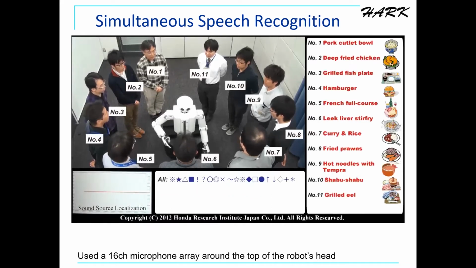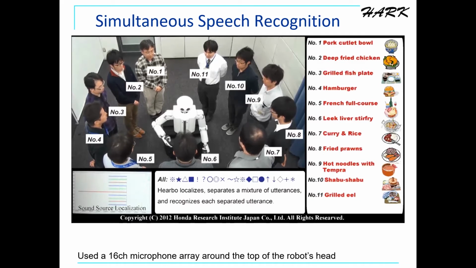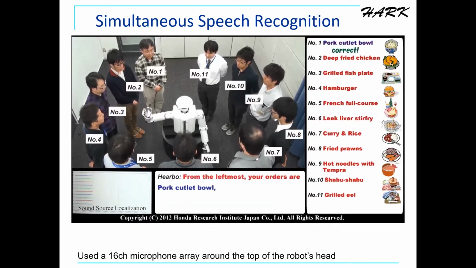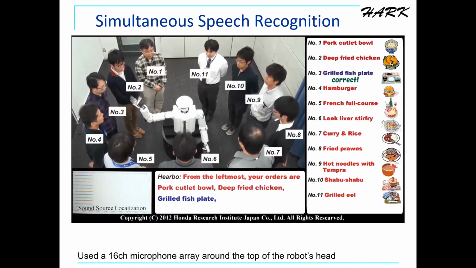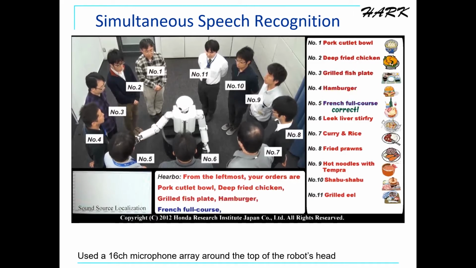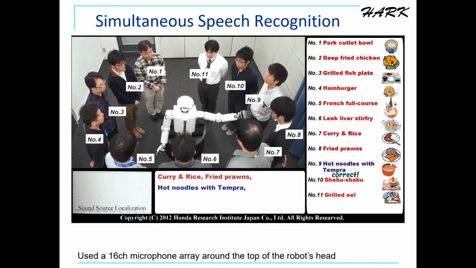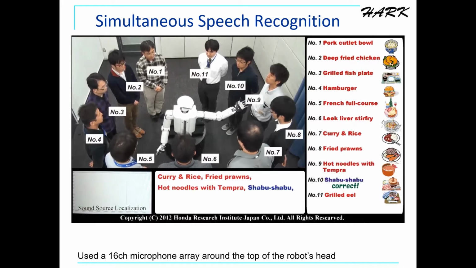So 11 people spoke at the same time like this. Using the 16 microphones, a robot localizes each speaker, separates each utterance, and recognizes each separated utterance. If the speech recognition is successfully done, you can see correct in green characters on your right side.